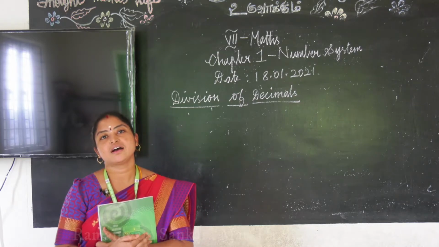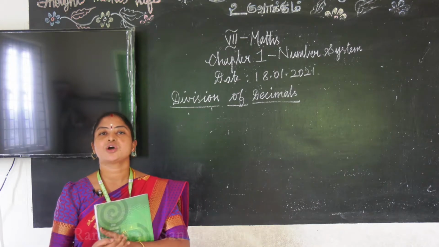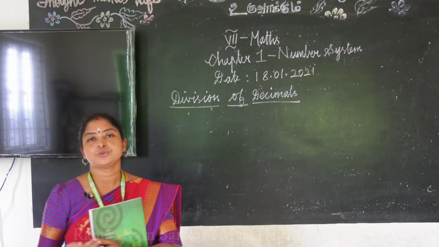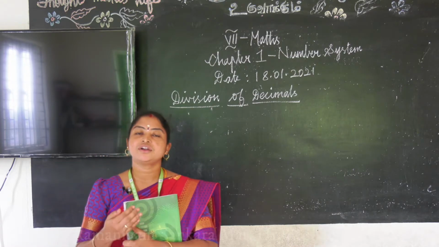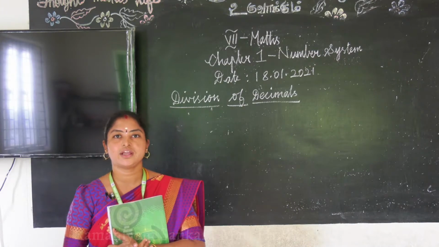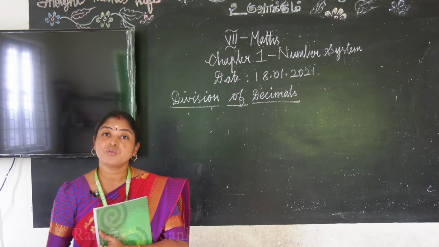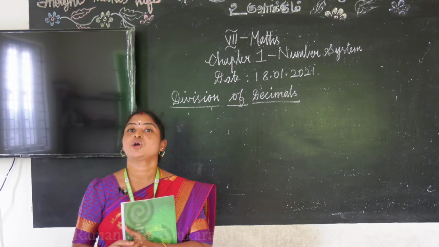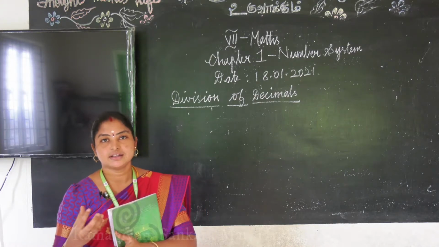We have learnt multiplication of decimals in the last classes. In this class we are going to learn division of decimal numbers. Already you know how to divide a whole number by a whole number, because you have learnt division in the lower classes itself, in your 4th, 5th or 6th standard. In this class we are going to learn how to divide a decimal number by a decimal number.